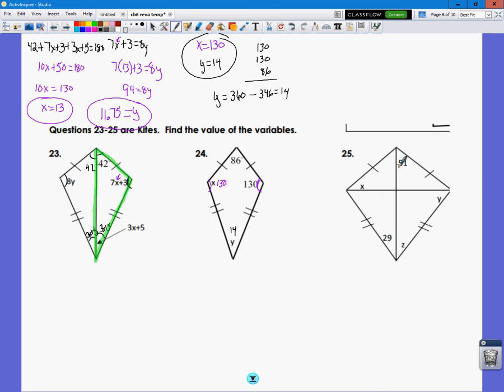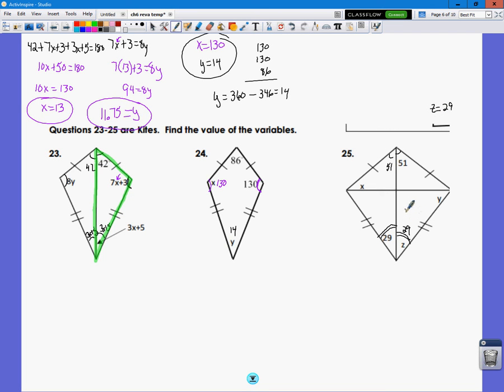Again, I know that the diagonal that's between the two congruent sides bisects an angle. So if this is 51, this is also 51. If this is 29, down here is 29. So I know this much already. Z equals 29.